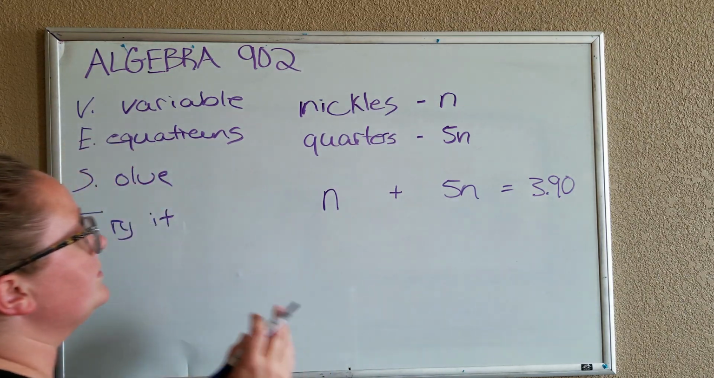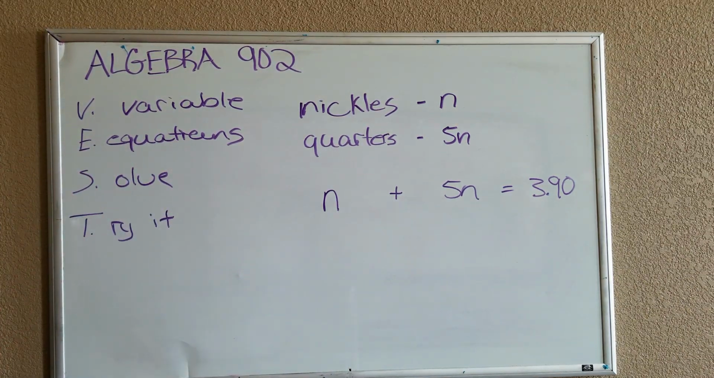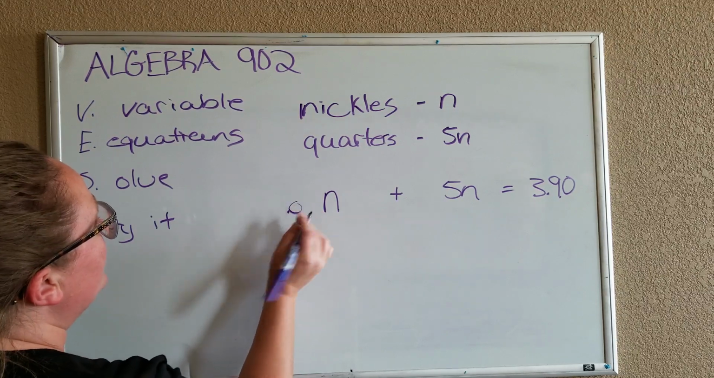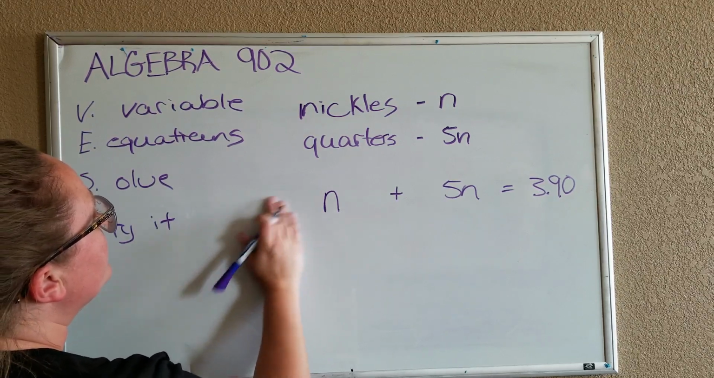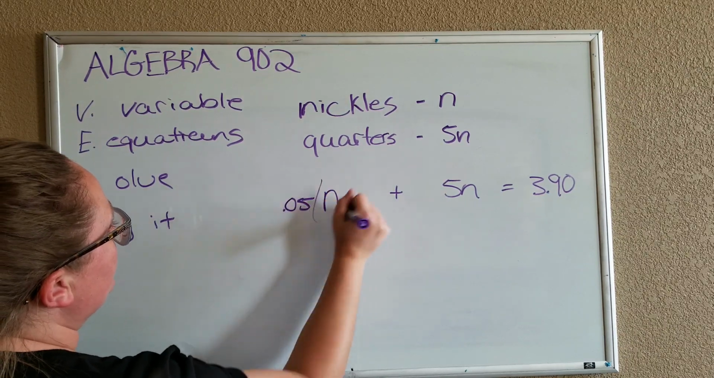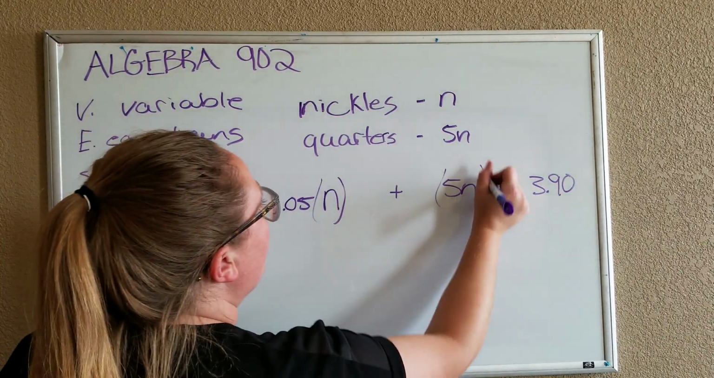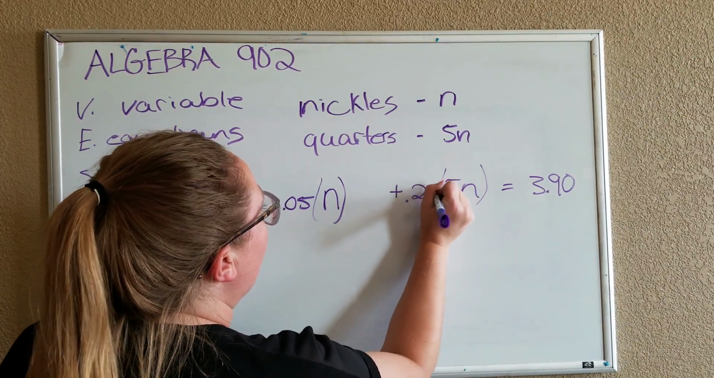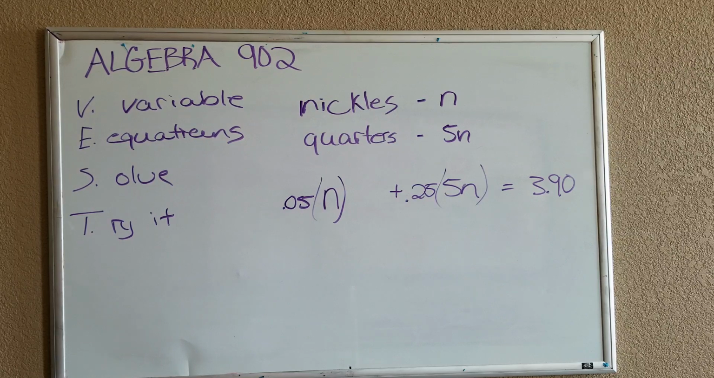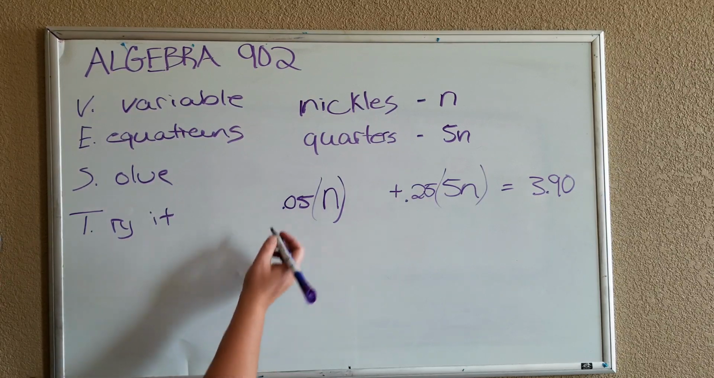Now in money problems, you have to multiply them by their cent worth. So n has to be multiplied by 0.05, because that's how much a nickel is worth. And a quarter would have to be multiplied by 0.25, because that's how many cents a quarter is worth. All right, so don't forget this step, okay?